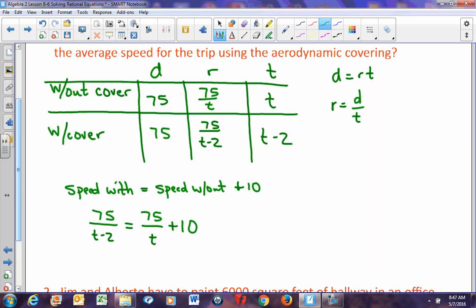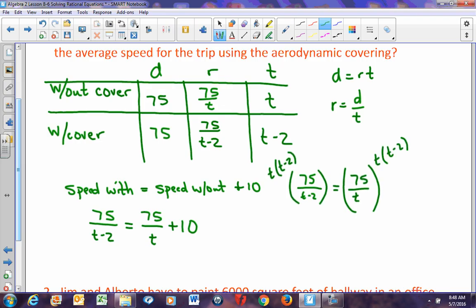And I should have defined it too this time. I always define the variables. So now we just need to solve this equation. So I'm just going to move it over here so that I can work with it a little bit better. So I have 75 over t minus 2. And my common denominator, if you haven't figured it out, is t times t minus 2. So I'm multiplying by t times t minus 2 equals 75 over t times t minus 2 plus 10 times t times t minus 2.